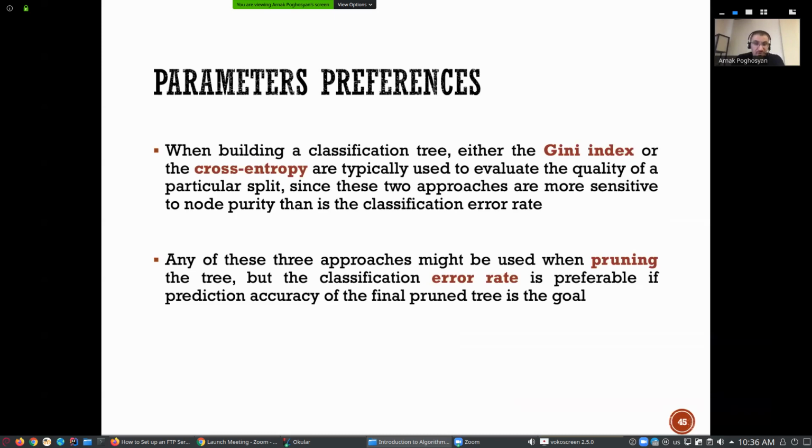Then when you are trying to prune the corresponding tree, error rate is preferable because it is not so sensitive. Between cross entropy and Gini index, there is no very big difference in case of decision trees because they actually end up with the same decision trees. So it does not matter which one we are using.